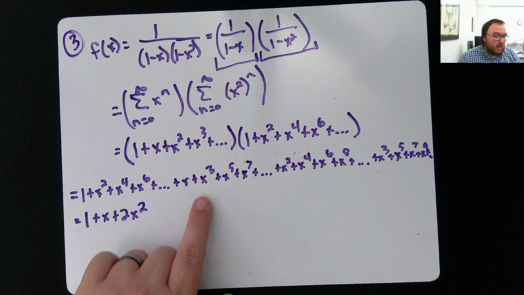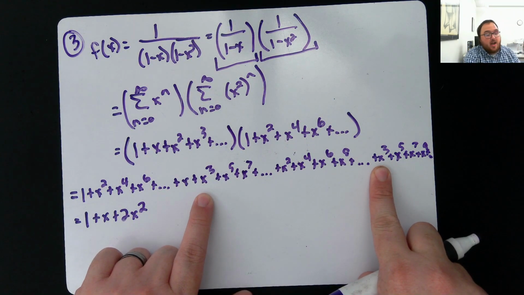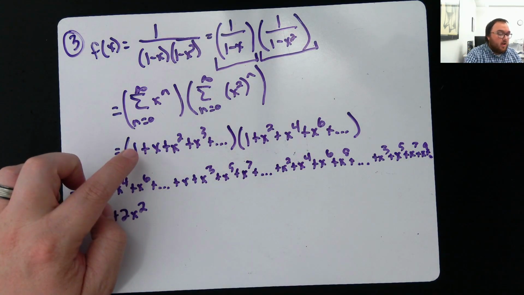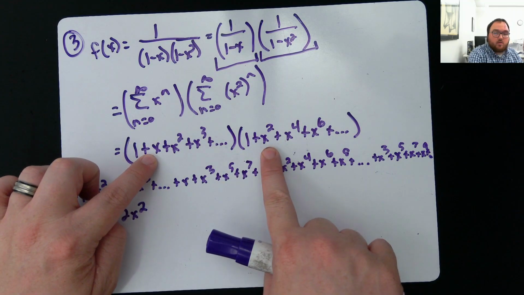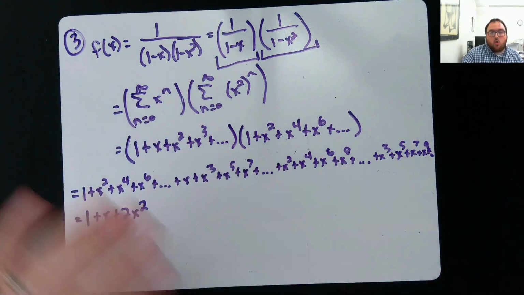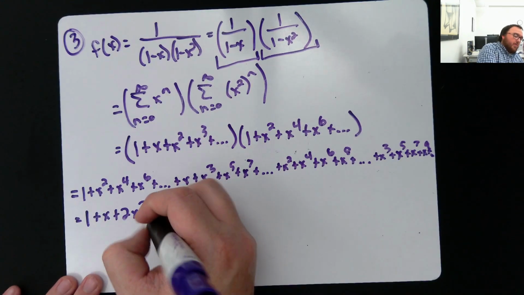X to the third, it happened here and it happened here, and it won't happen again, because the only way I could have gotten it is from doing x times x squared right here, and then from doing x cubed times 1 right here. There's no other way I can get it. So it only happened twice.